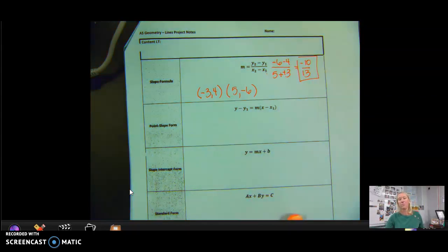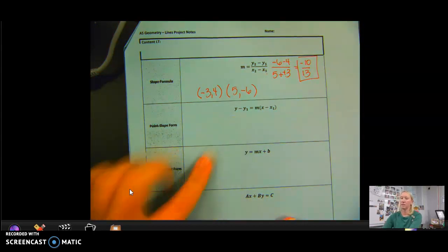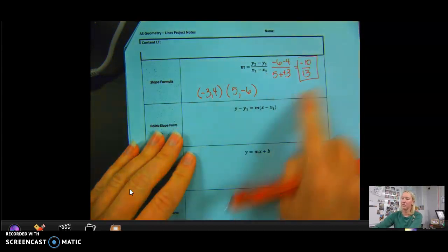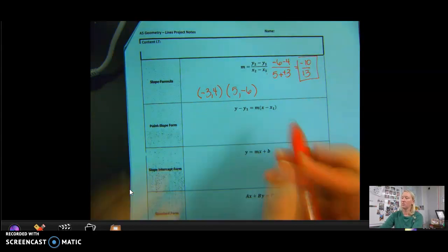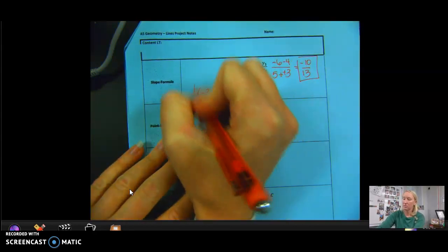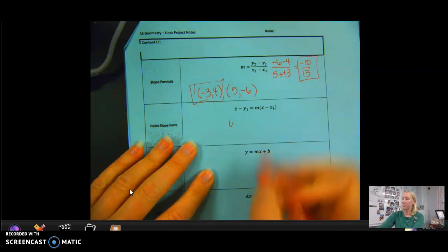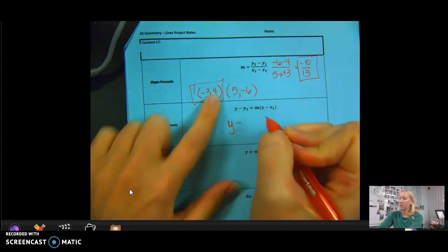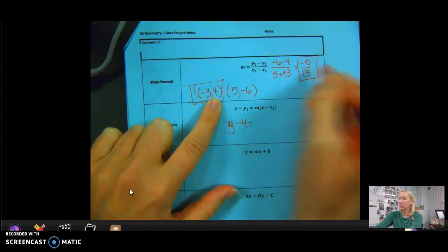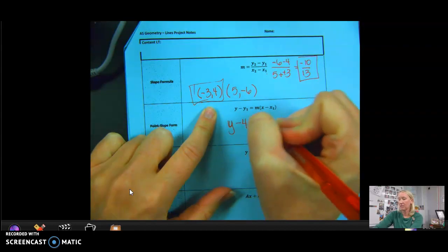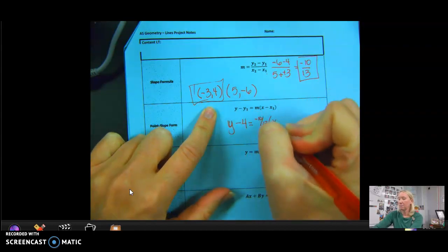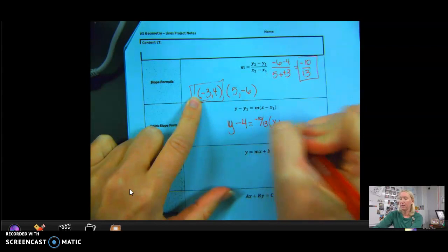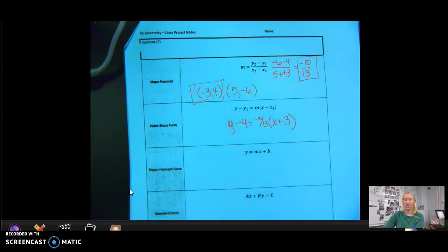Point slope form: you take your slope and a point and put it in here. Let's say I have the same numbers and here's my slope. I'm going to take this first point. It does not matter which point you use. I'm going to do y minus my y value, which is 4, equals my slope, in this case negative 10/13, and then x minus my x value. That would make that positive because two negatives make a positive.